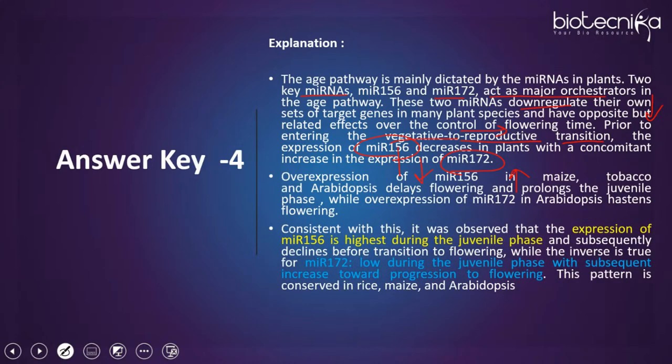So just remember this, expression of MIR-156 is highest during juvenile. Juvenile means young stage, age-wise young stage, and subsequently declines before transitioning to the flowering, while the inverse is true for MIR-172. MIR-172 will be low during the juvenile phase, and when it goes towards the flowering, then it will increase. Neither, that is correct.